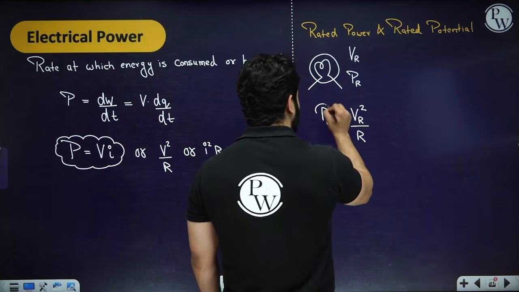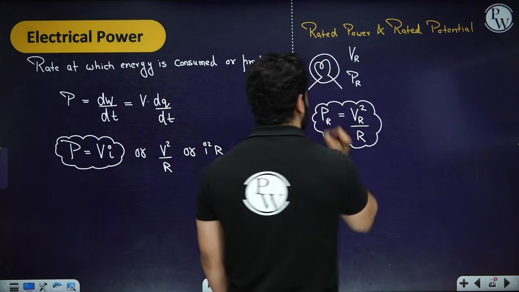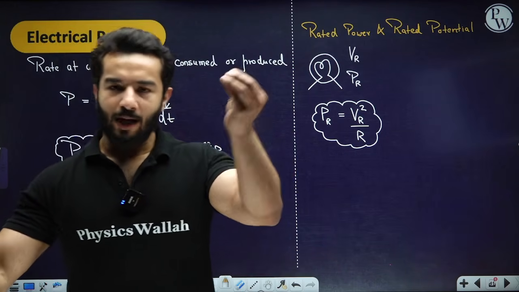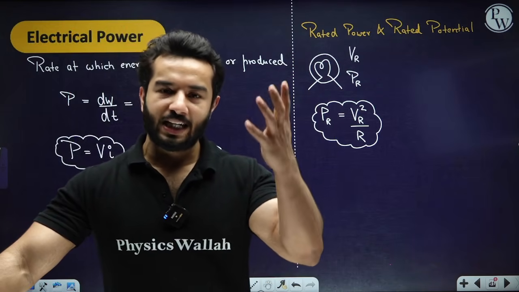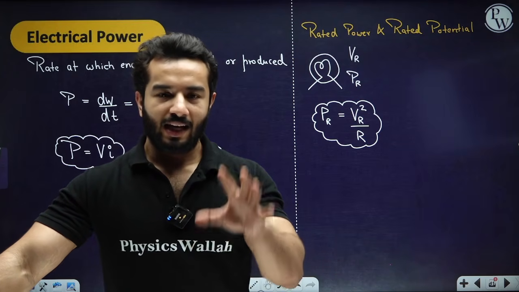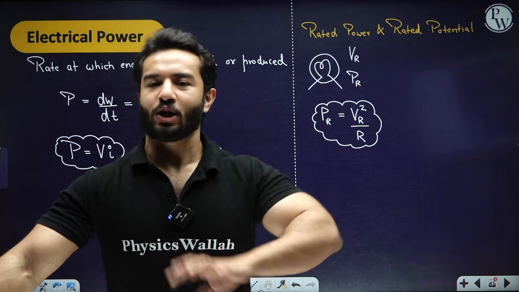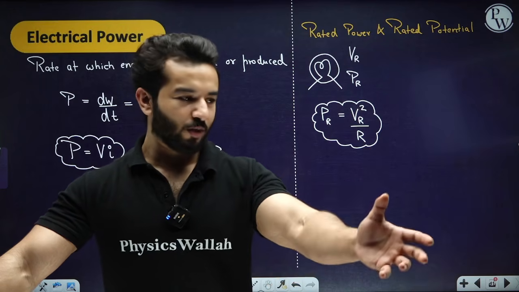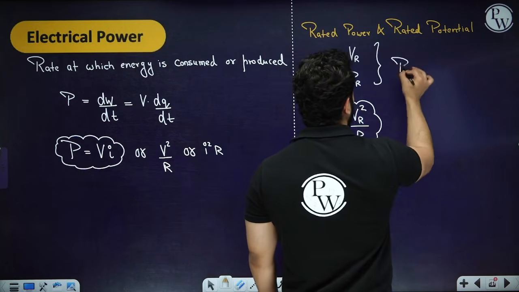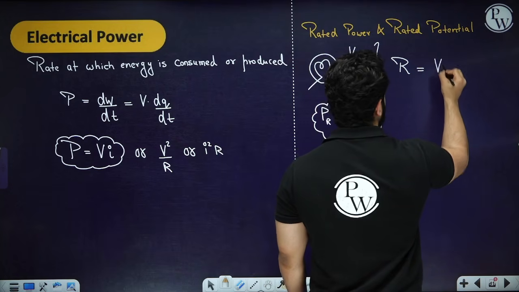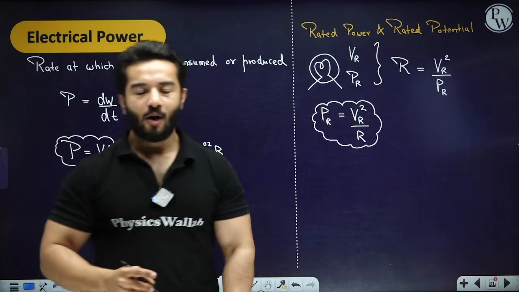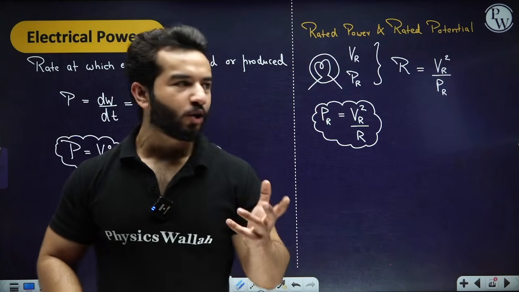Understand one thing: they are going to say, let's suppose, and we are going to look at one question also, a bulb which has got rated potential as 220 volt and rated power as 100 watt is being used at a potential of 50 volt. What is going to be the power consumed? So first, from the information you have got, find out the value of resistance, because that will not change. So resistance will come out to be VR square by PR. This will not change. Now that they have given us the potential, you can find out the new power.